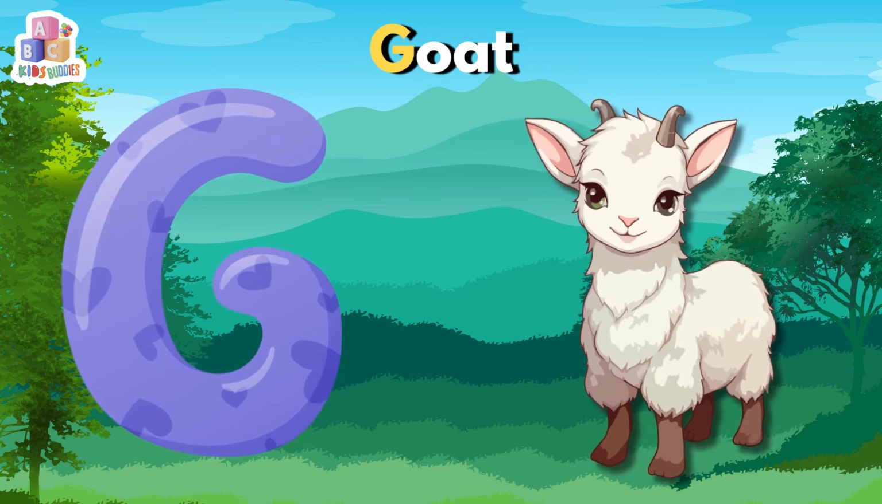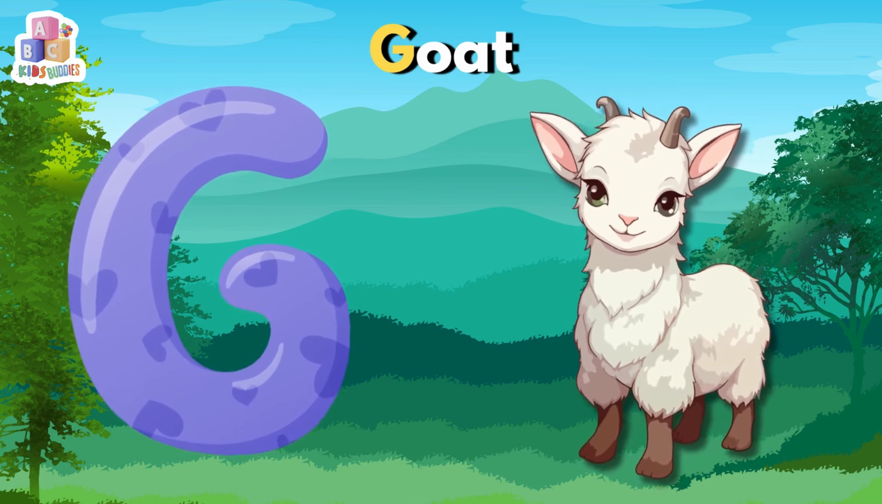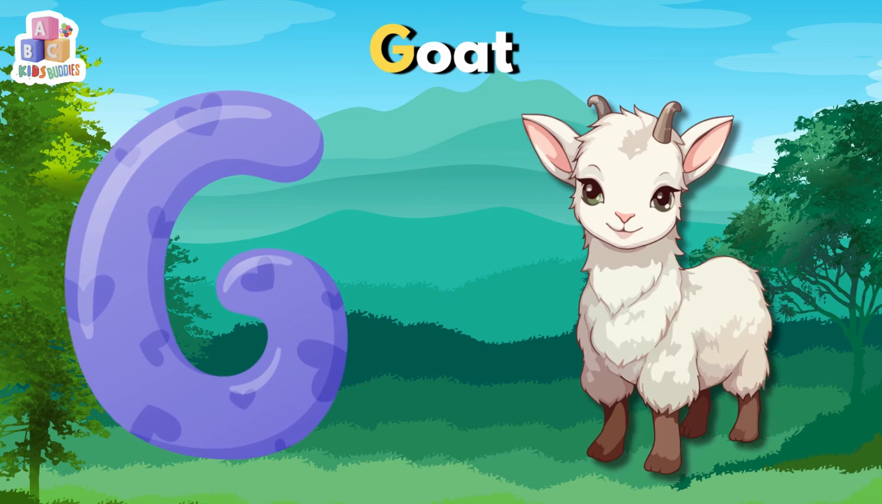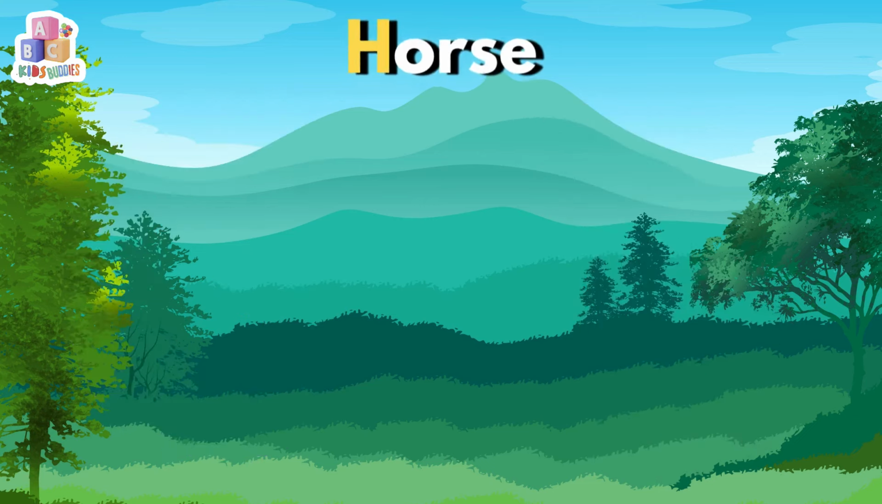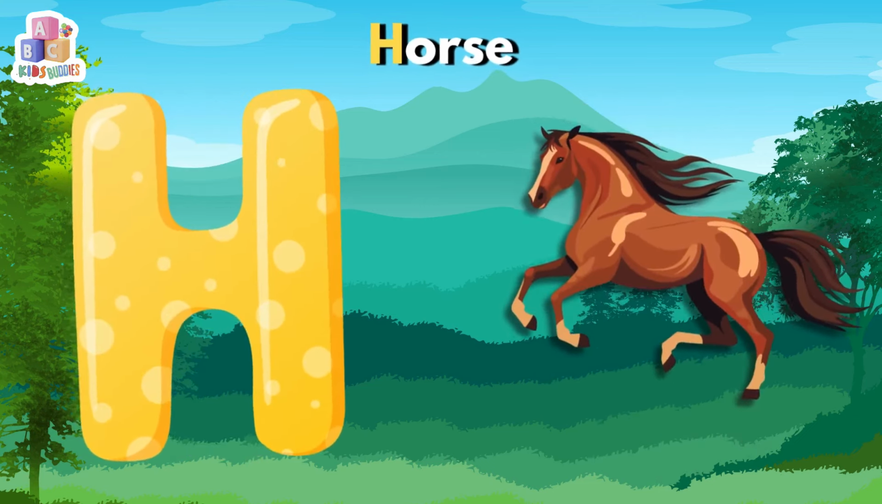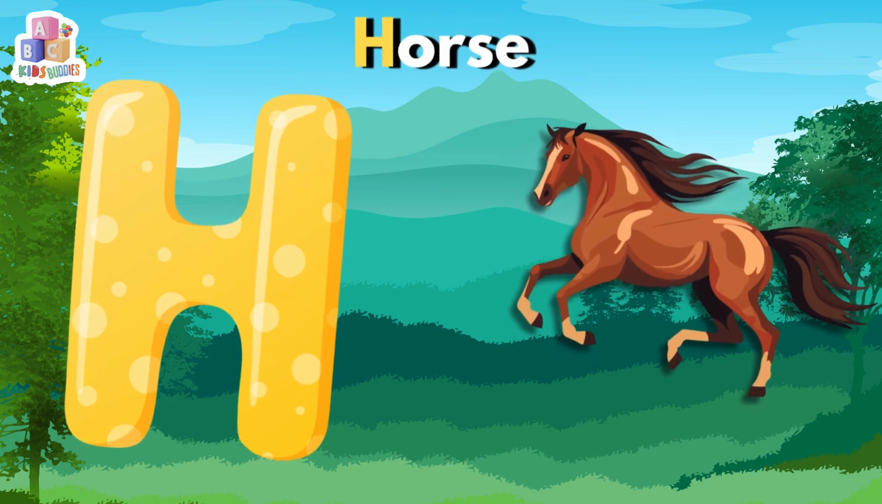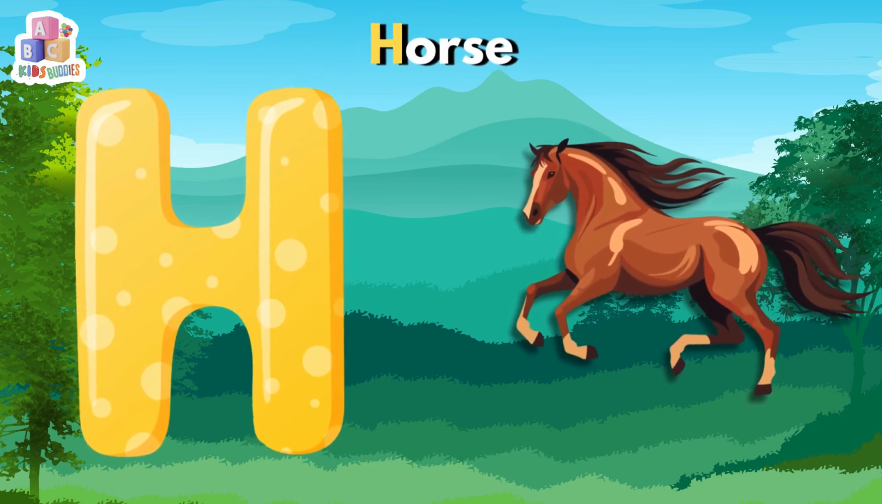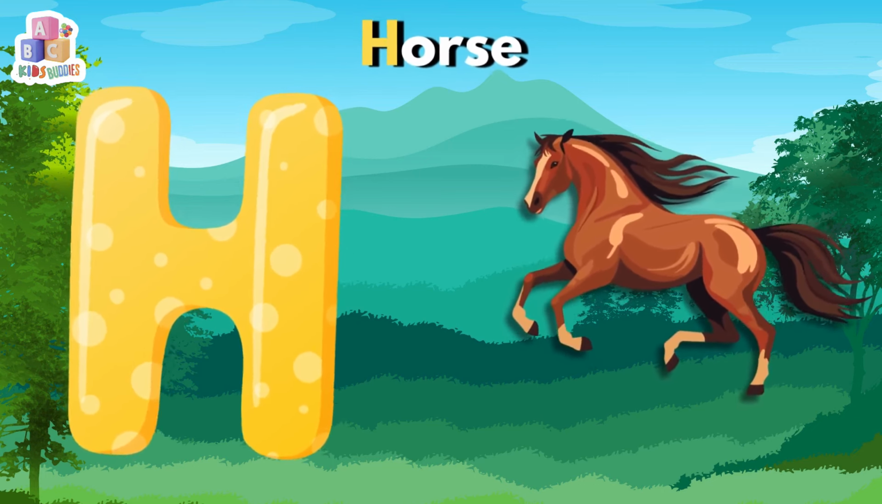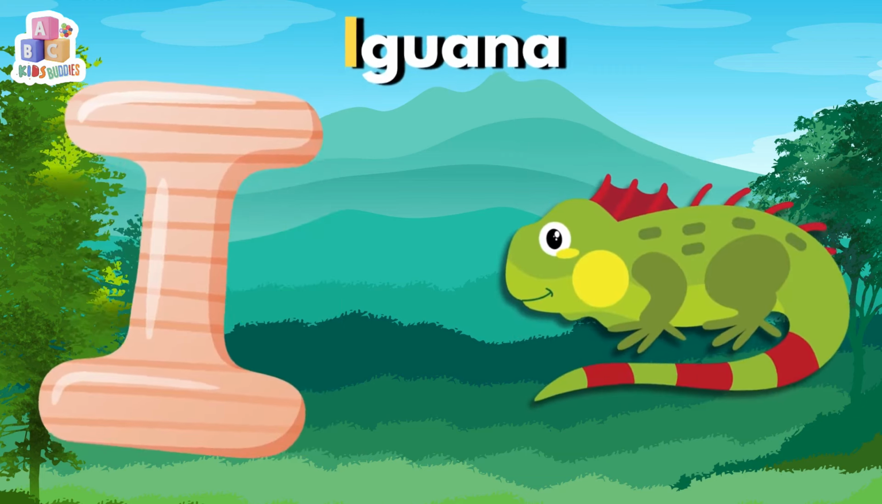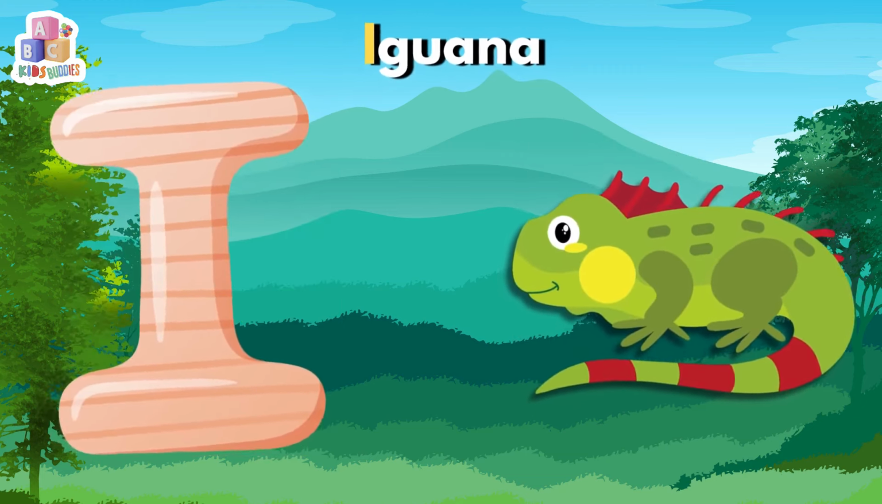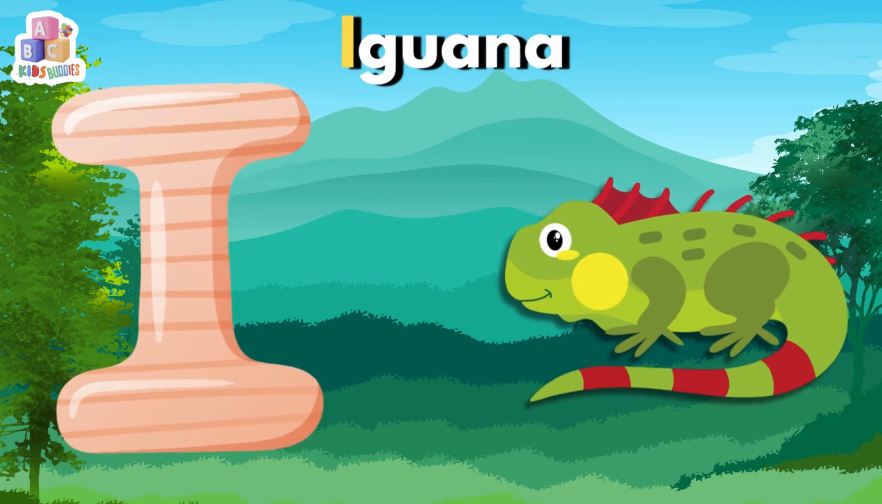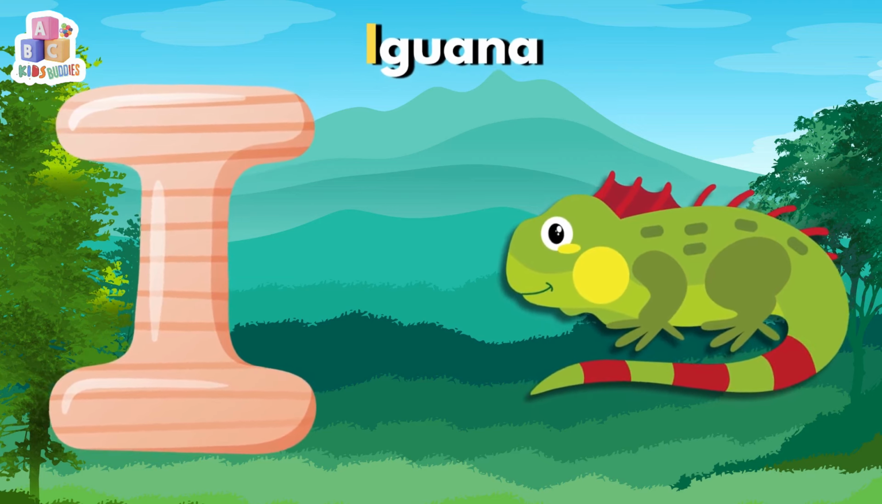G, g, g, g, goat. G, goat. H is for horse. H, h, h, h. Horse. H, h, h. Horse. I is for iguana. I, i, iguana. I, iguana.